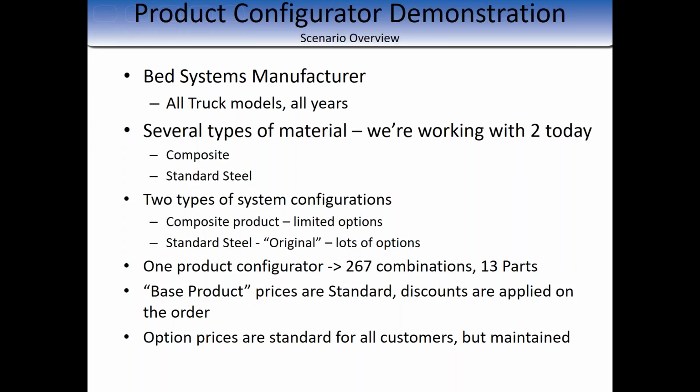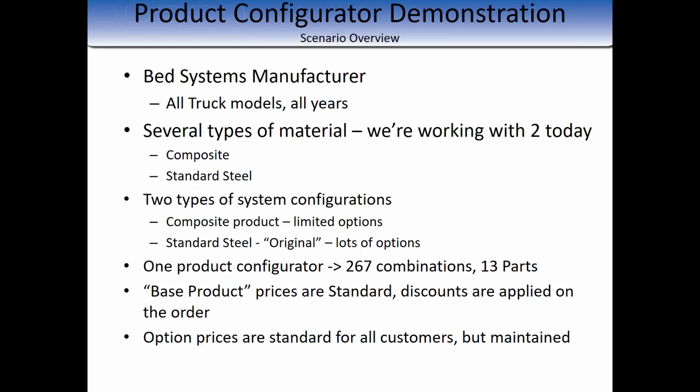They manufacture bed systems with 2 base types of materials. One's a composite type metal and one is just standard steel. Their base product, the part numbers that result from the configurator sessions and the base part numbers that they use for their methods of manufacturing, are different if it's a composite metal or a standard steel metal.